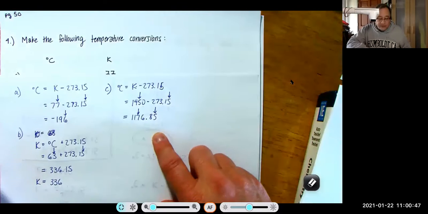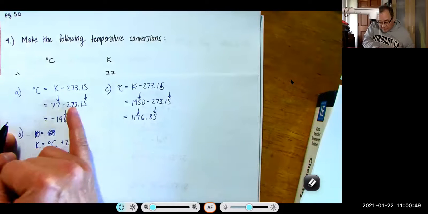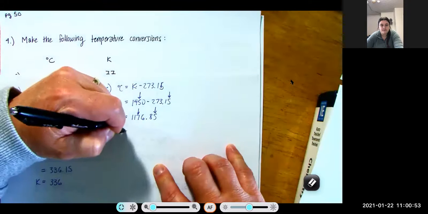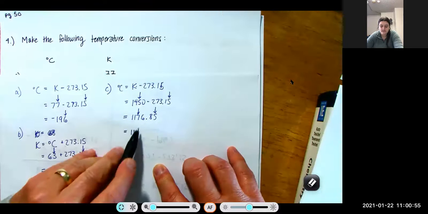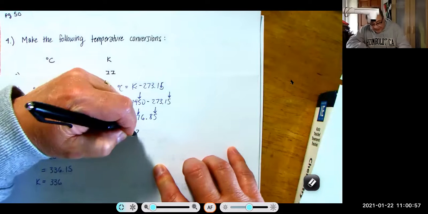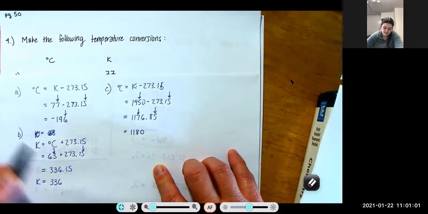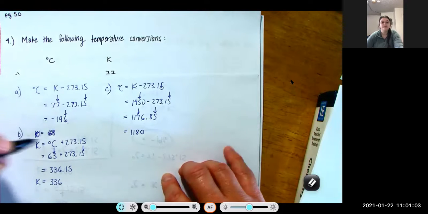And where do we round to? Well, going from the left, you round to the first arrow you see. So 1, 1, the 7 becomes an 8 because of the 6, and you put a 0 there. And this is 3 significant figures.